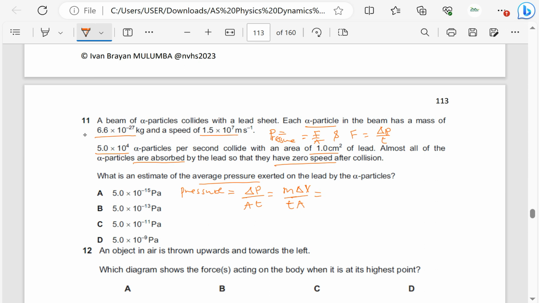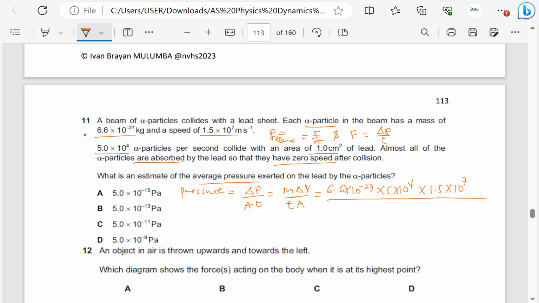I'm just going to substitute here. The mass is 6.6 times 10 power minus 27 for each alpha particle. But how many are there? They are 5 times 10 power 4, so that is the total mass. Then the change in velocity, since they go to rest, is simply 1.5 times 10 power 7 minus 0. Then divide by time.